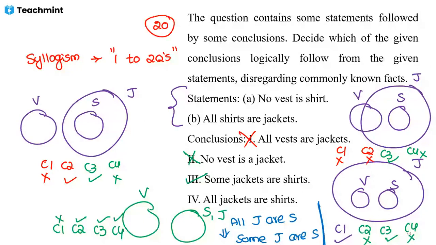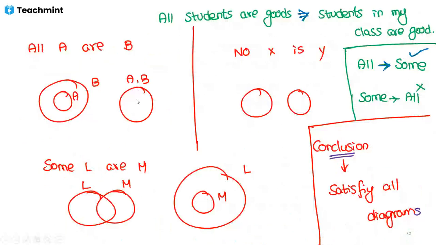Syllogism, two questions in CoCubes. Don't miss it. Again, I repeat the instructions. These are the diagrams for the statement, and you have to draw a combination of these. Your conclusion is true only if it satisfies all diagrams. Satisfying only one diagram is not acceptable. It should satisfy all diagrams.